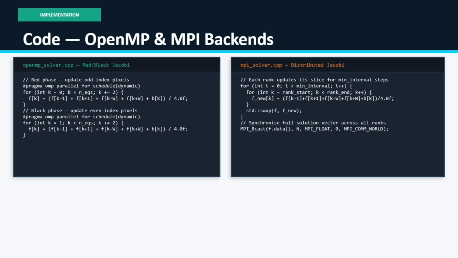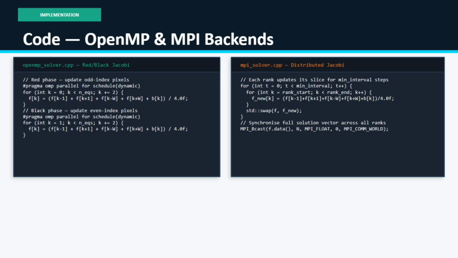Finally, let's look at the actual solver code. For OpenMP, we implemented a red-black Jacobi scheme. Pixels are split into two groups, odd and even, and updated in alternating phases using pragma omp parallel for. This avoids data races without any locking while keeping the memory access pattern cache friendly.